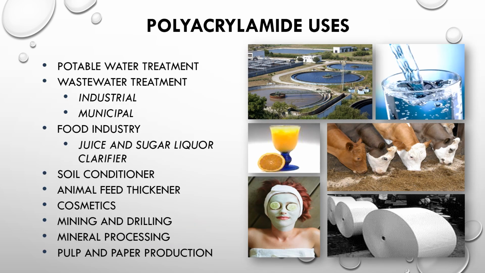Now, with that, let's talk a little bit about PAM and its other types of uses. This isn't a new material. It's been around for over 70 years, and it's got dozens of different uses. Many common uses would be daily: it's used in our drinking water treatment, so for potable water, wastewater treatment, in the food industry, as a soil conditioner, animal feed thickener, cosmetics, pharmaceuticals. It's actually used as facial fillers in cosmetic procedures, mining, drilling, mineral processing, pulp and paper production. The list goes on in types of applications that they use PAMs for.